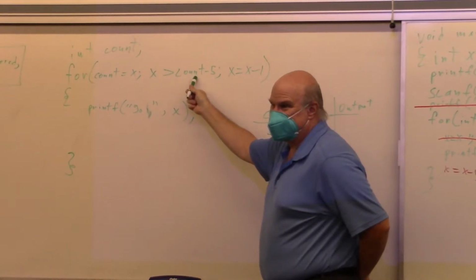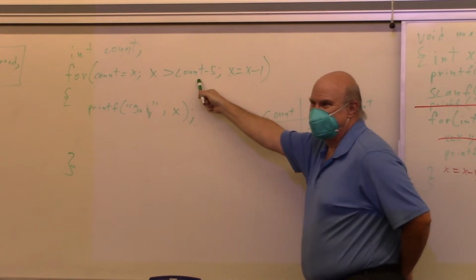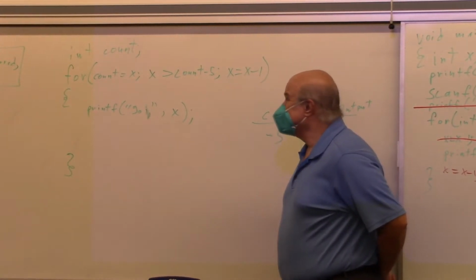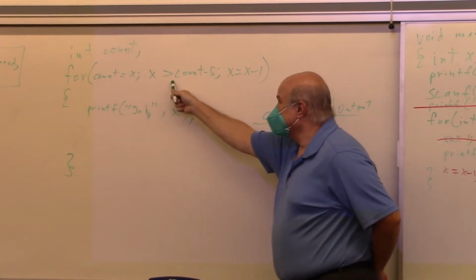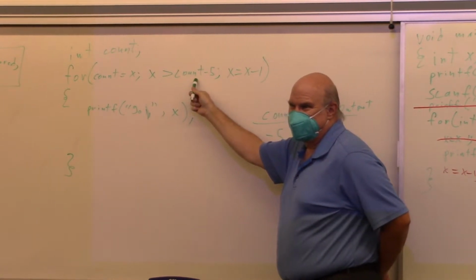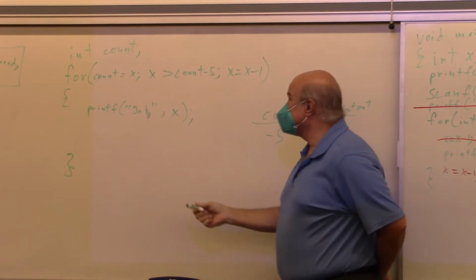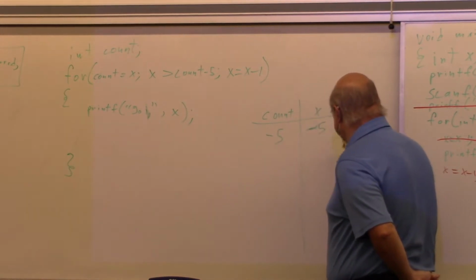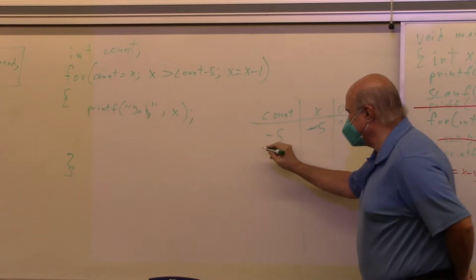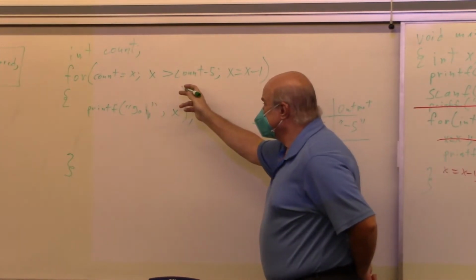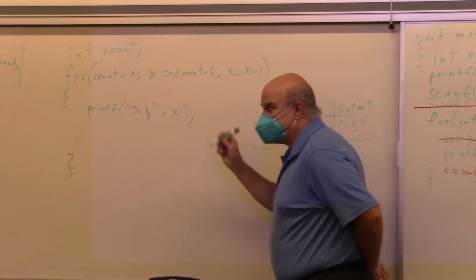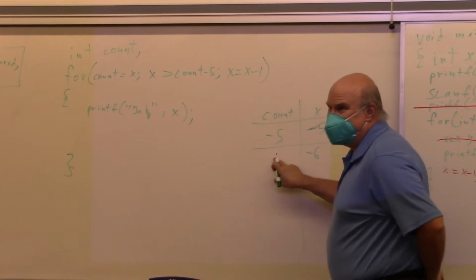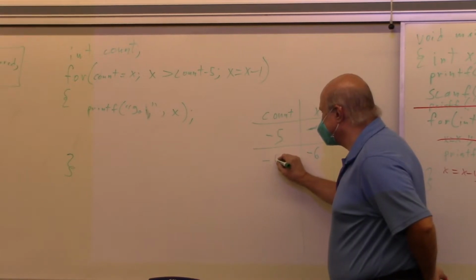Count -5 is what? -5 minus 5 is what? -10. So -5 greater than -10, is that true or false? It is true. So that means we enter the loop. We then say printf whatever x contains, which happens to be -5. Okay, so we have some output. We go back up to the loop. x is equal to x minus 1, so what does x become? -6. What does count? -5. Count has not changed.